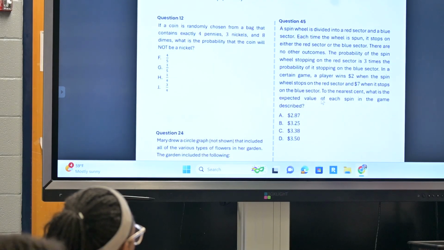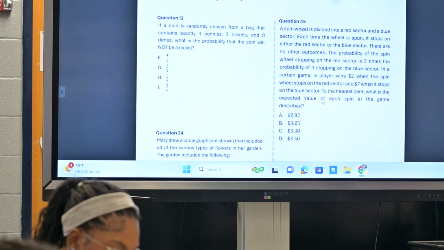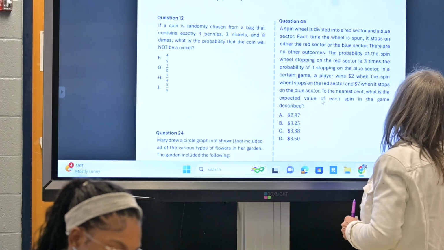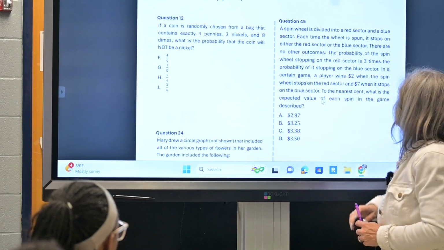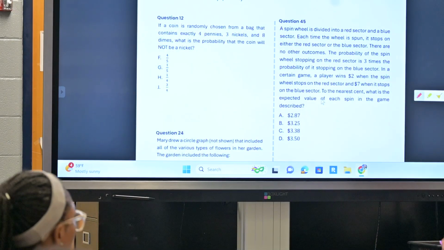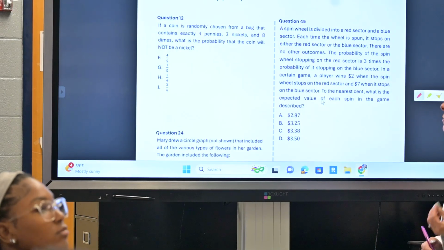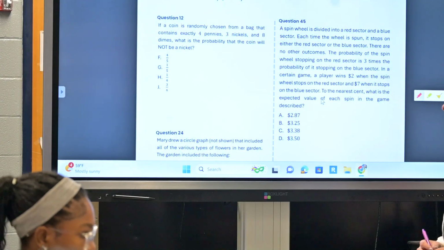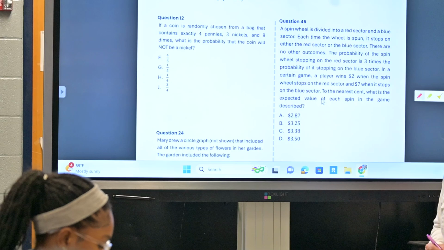Problem 12 is probability. So it says if a coin is randomly chosen from a bag that contains exactly 4 pennies, 3 nickels, and 8 dimes, what is the probability that the coin will not be a nickel?